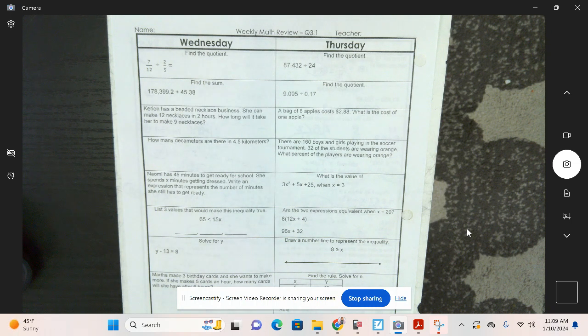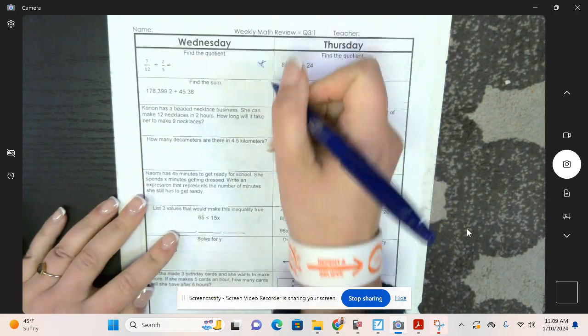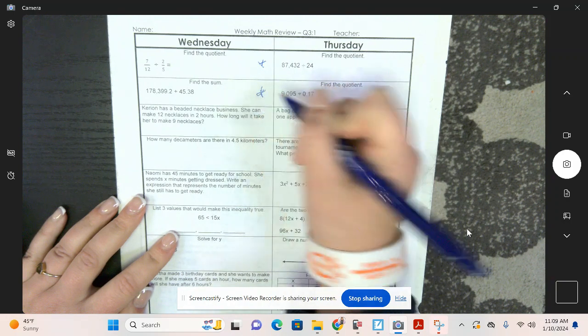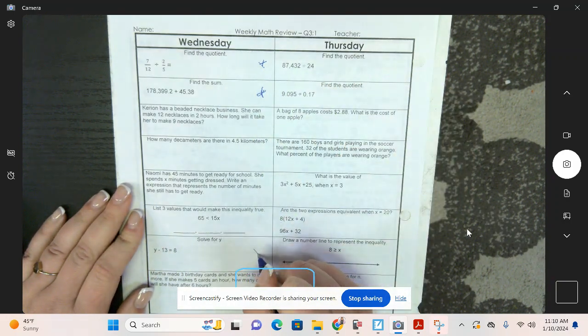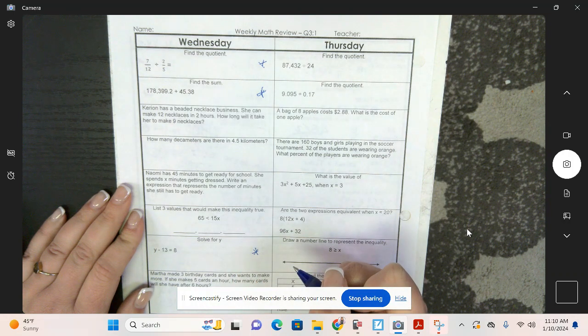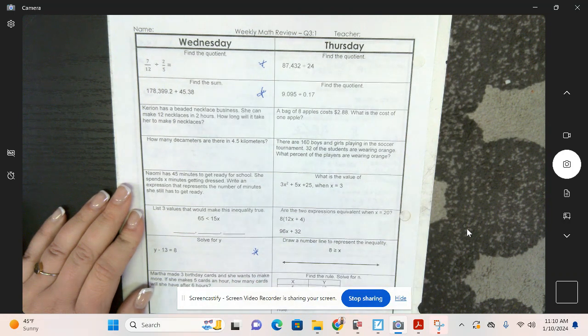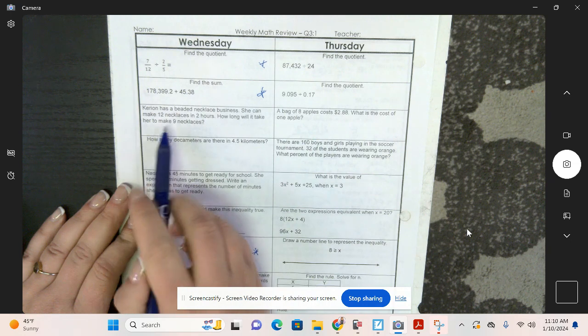Right, tonight we're looking at Wednesday night's homework from this week. There are several of these that you should be able to do on your own, like numbers 1 and 2, and you should be able to do this one on your own as well. So let's look at the rest of these.